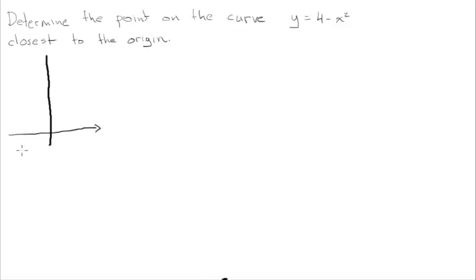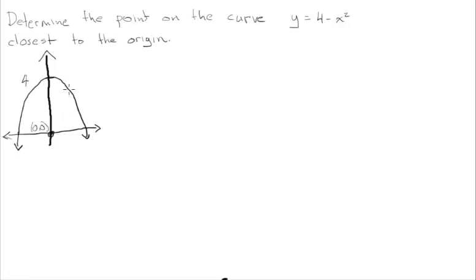draw a picture. So in this case, I'm just going to draw this parabola, 4 minus x squared. So that's a parabola, y-intercept of 4, opening down. Okay. And then I want to find the point on this curve which is closest to the origin. The origin is that point 0, 0.